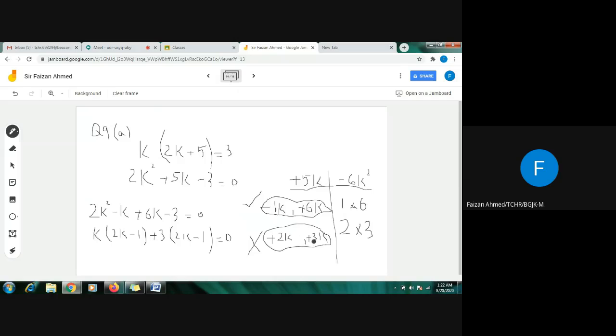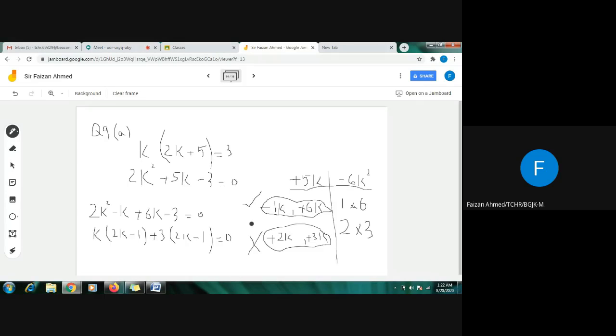And if I'm going with 2 and 3, I have to give both of them a positive sign because I want 5k. Now I will check my second condition. When I multiply these two, I will get minus 6k square, but when I multiply these two, I will not get minus 6k square. I will get 6k square, which is not fulfilling my second condition. So I will cancel this out and go with this. I have just found my factors.